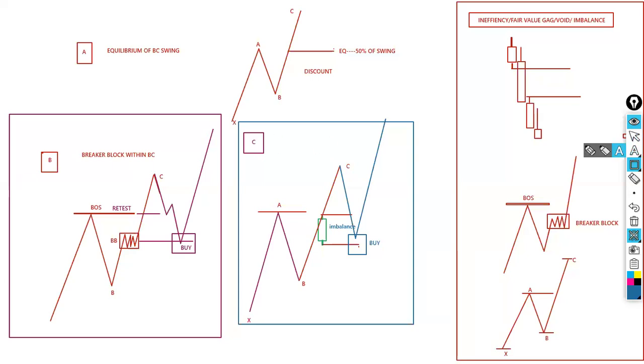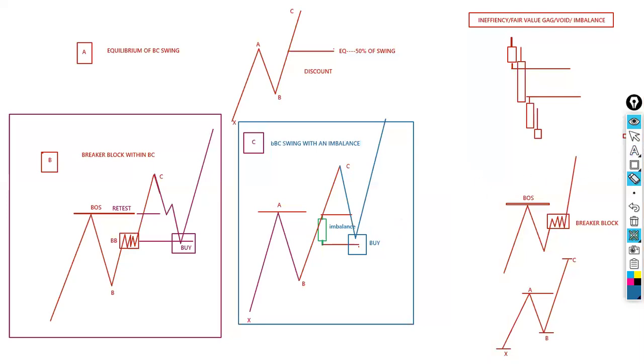Now, this one that I talked about here is actually BC swing with an imbalance. So that is exactly what we just explained. If I have my BC swing and I can find an imbalance within my BC swing, I will expect that price will most likely retrace into that imbalance. Then I can consider a possible buy.